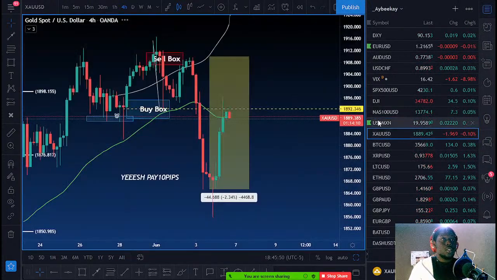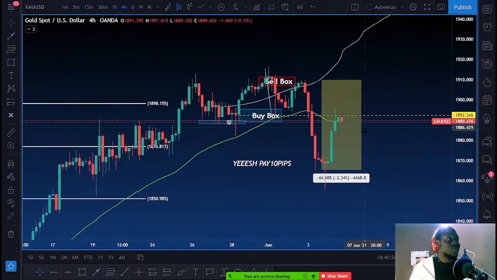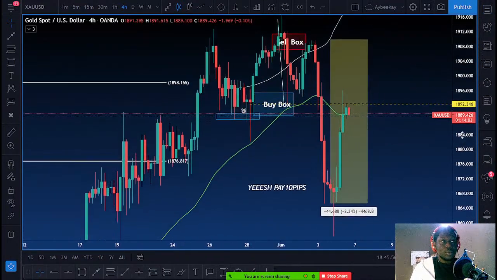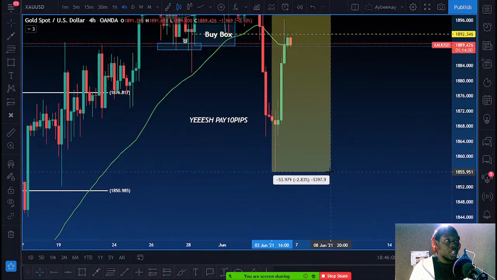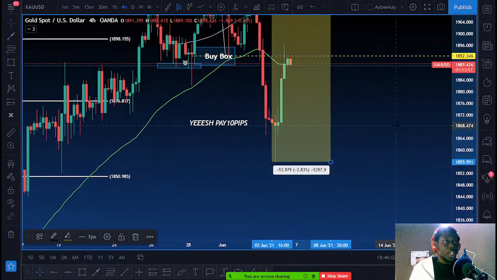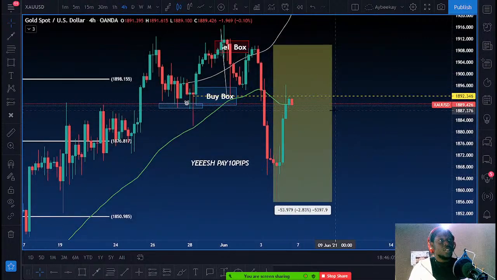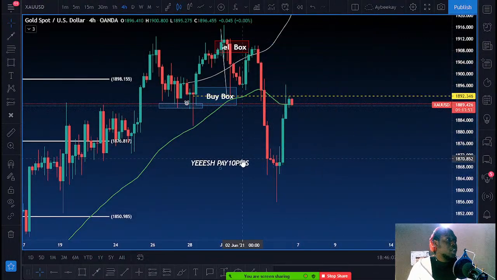All right, gold. This was a fire play, Peyton. This was fire. Dang, price went how far down? This is a call that Peyton called out, 5397.9. That's crazy.